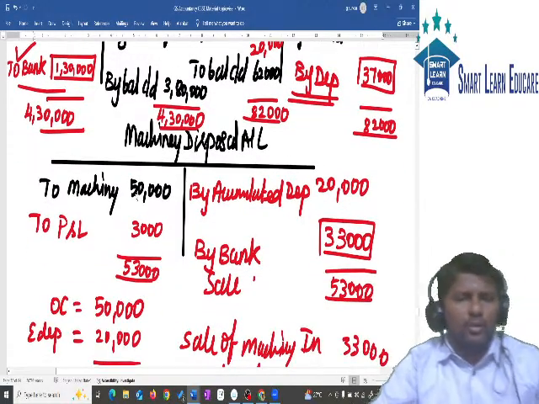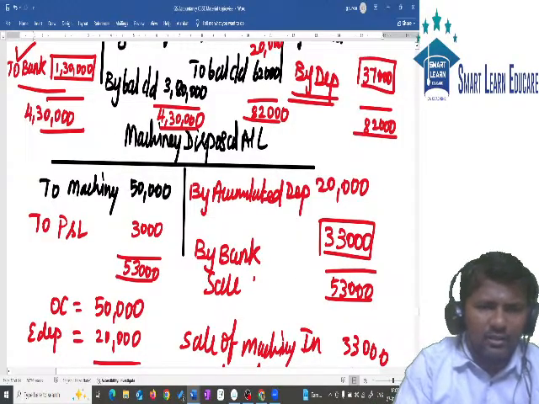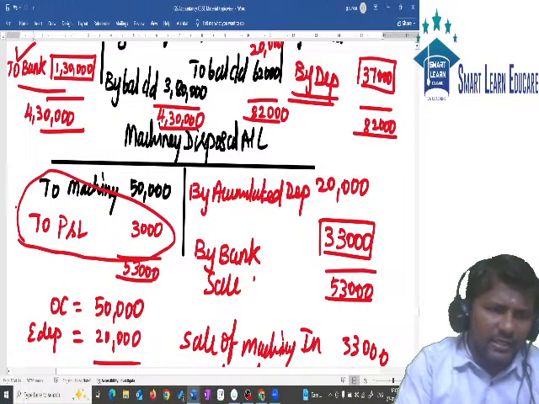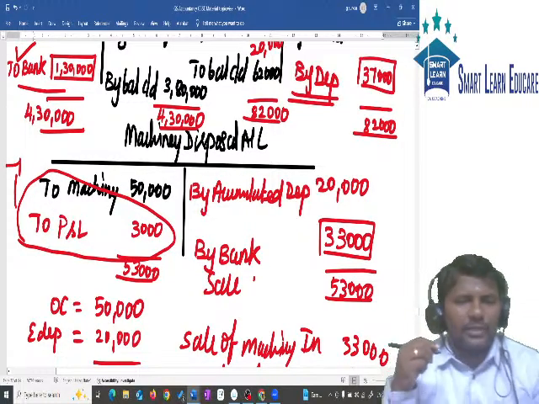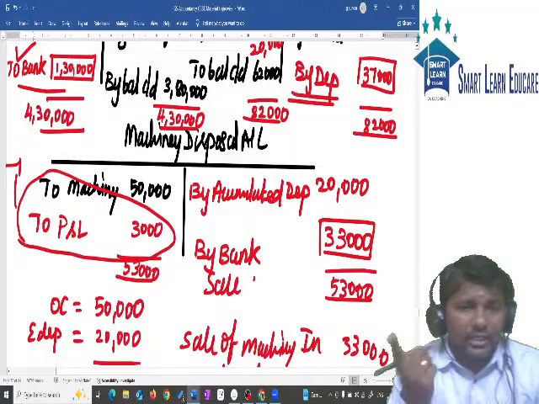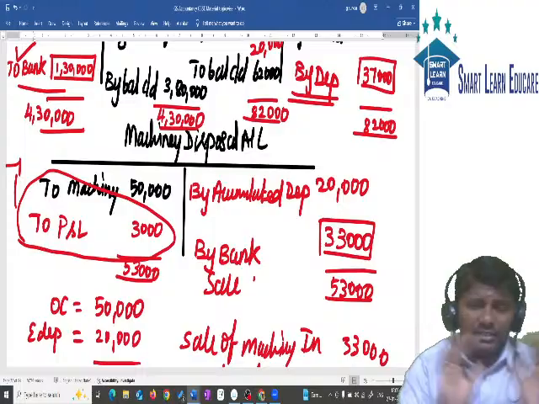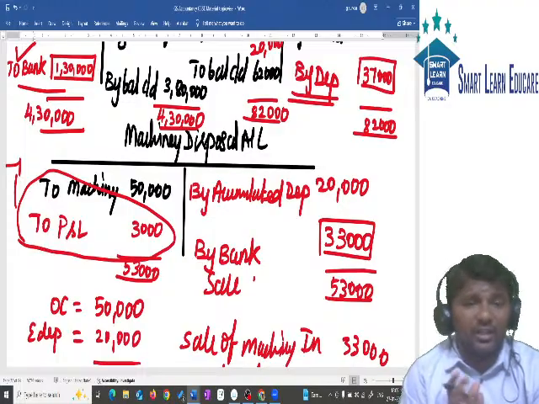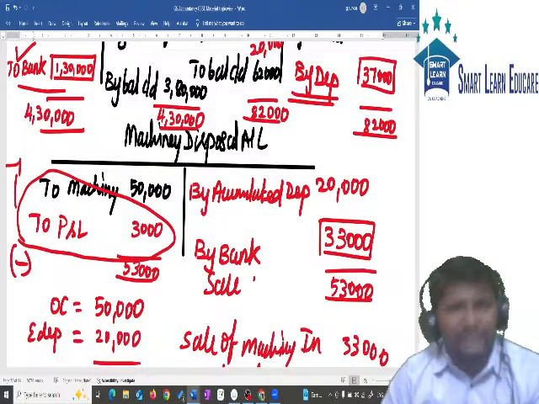Now come to the machinery disposal account. What are the numbers we have taken? This 3,000 is the P&L we have written. It will come in the credit side of the P&L account. But this is not cash. This is an item which does not belong to operating activity. It belongs to investing activity. So this 3,000 also has to be subtracted.